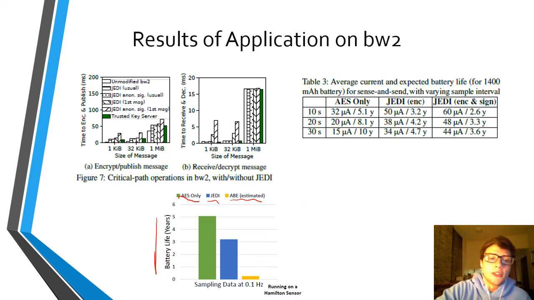You see in this figure 7, they encrypted and published messages and received and decrypted messages, and they measured the time based on a bunch of different methods. So they have the standard BW2, which is not encrypted, JEDI using an anonymous signature, and trusted key servers. You can see that it's way more expensive to decrypt a message of 1 millibyte, but also there is a noticeable jump each time. You can see here for JEDI Anon signature first message and JEDI first message, it takes a bit more time. But if we look at the scale, we sort of put things in perspective. For encryption, the highest it gets to is probably around 70 milliseconds to encrypt and publish. And for decrypting, it only gets to less than 20 milliseconds to actually decrypt it.